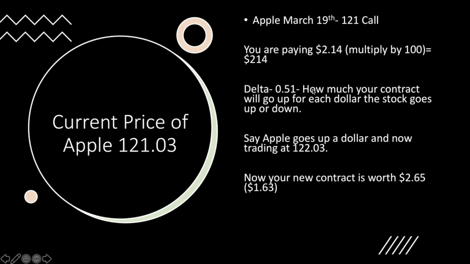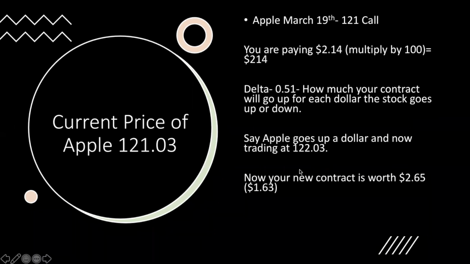Again, delta is how much your contract will go up for each dollar the stock also goes up or down. Let's say Apple goes up a dollar and now it's trading at $122.03. What that means is your contract that you initially paid $214 is now going to be added to 51. So 214 plus 51 is going to be $2.65 or $265.